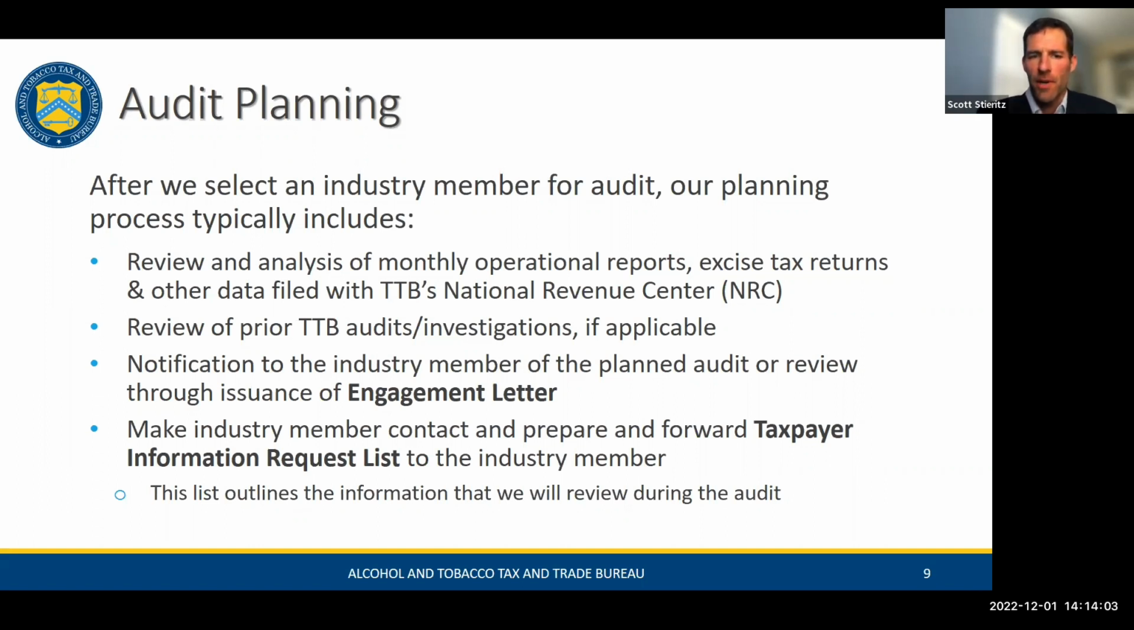Then we will forward the taxpayer information request list to the industry member. This list outlines the information that we'll review during the audit. The information request list is given to the industry member approximately 1 week on average before an audit begins to allow the industry member time to get the information together. The information list will be discussed in more detail on the next 2 slides.